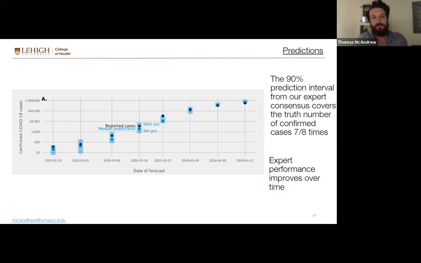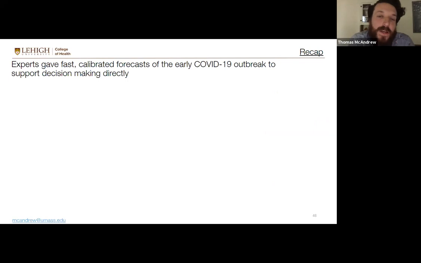Next slide, please. Just a quick recap. Experts gave fast, calibrated forecasts of the early COVID-19 outbreak to support decision-making directly. Next slide, please.